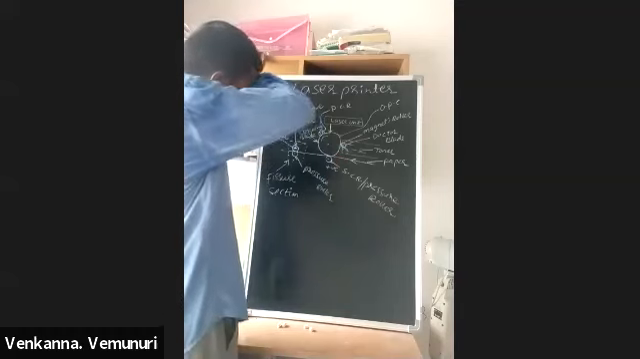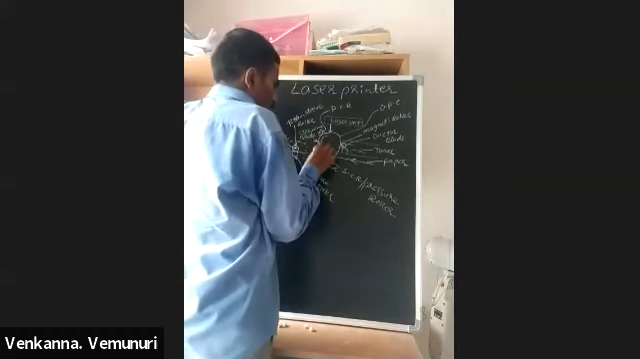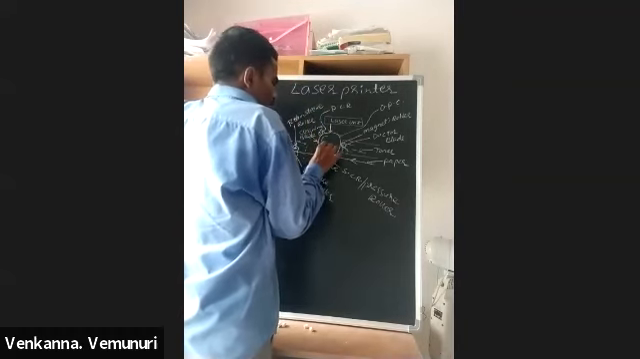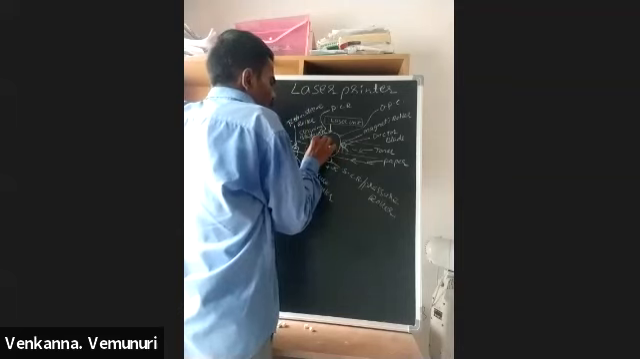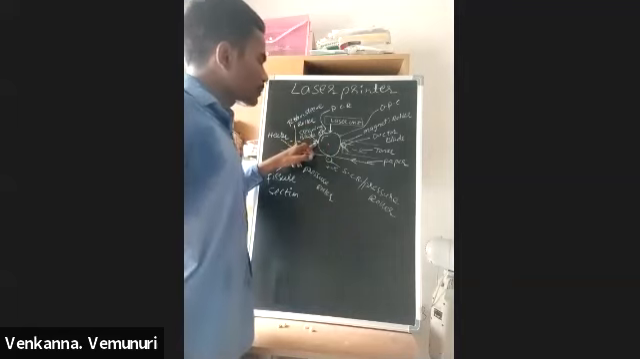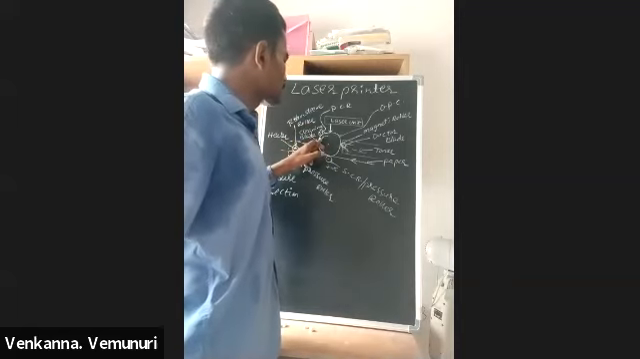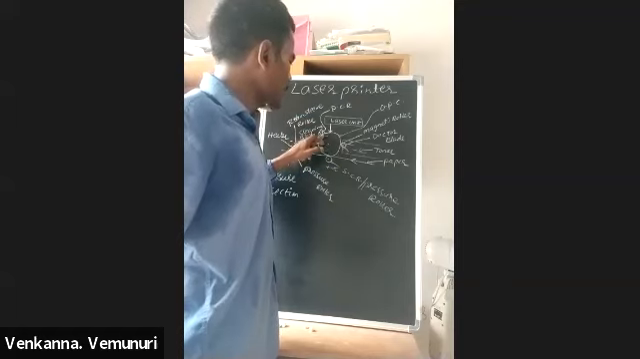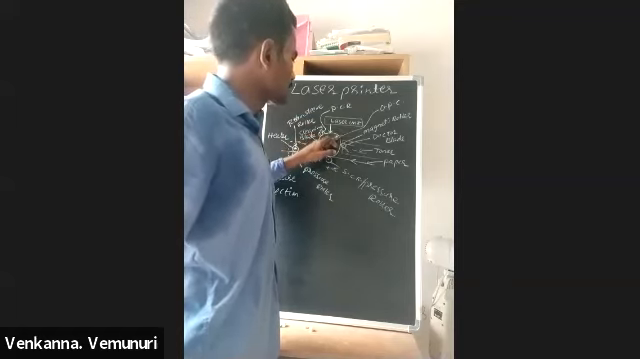If any 1% of toner powder is not transferred from the OPC drum to the paper, that toner powder is cleaned by this cleaning blade. Now the toner powder is cleaned. Now this area is fresh. Now it is moving in this direction. Here it is charged again, and it is moving in this direction.